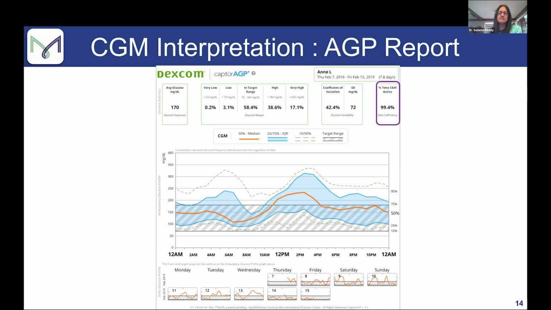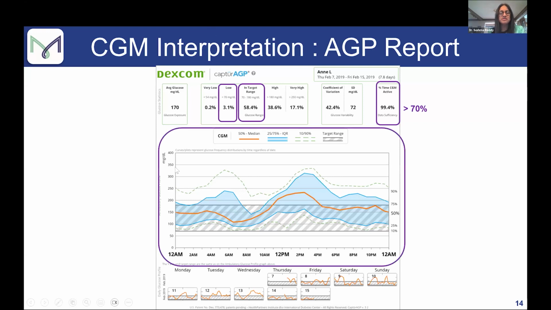So when I look at it as a clinician, the first thing I want to know is make sure that the patient was wearing it. So I look at the percent of time the CGM was active. Remember, our magic number was 70. So we want to be sure they're wearing it 70% of the time. Then I go to my time in target range, 70 to 180. What's our magic number? 70. So we want it there 70% of the time. And then I don't want them to be low. So I look to see how much low they're having. And here you see 3.1% of the time they were low.